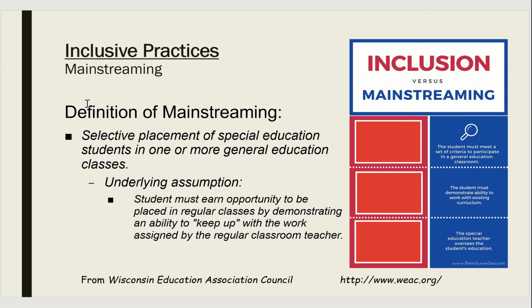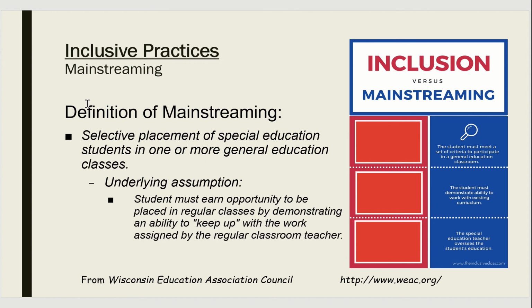But the negative part about it is mainstreaming assumes that the kid is in special ed, meaning they're receiving the majority of their service in a special education classroom. So the assumption is, hey, this kid has earned the opportunity to be placed in regular classes by demonstrating the ability to keep up with the work assigned by the regular classroom teacher. And I'll tell you, that's probably a mindset that's very, very prevalent here in Modesto City Schools and in the Valley. I will tell you, that's not the way it's supposed to be.